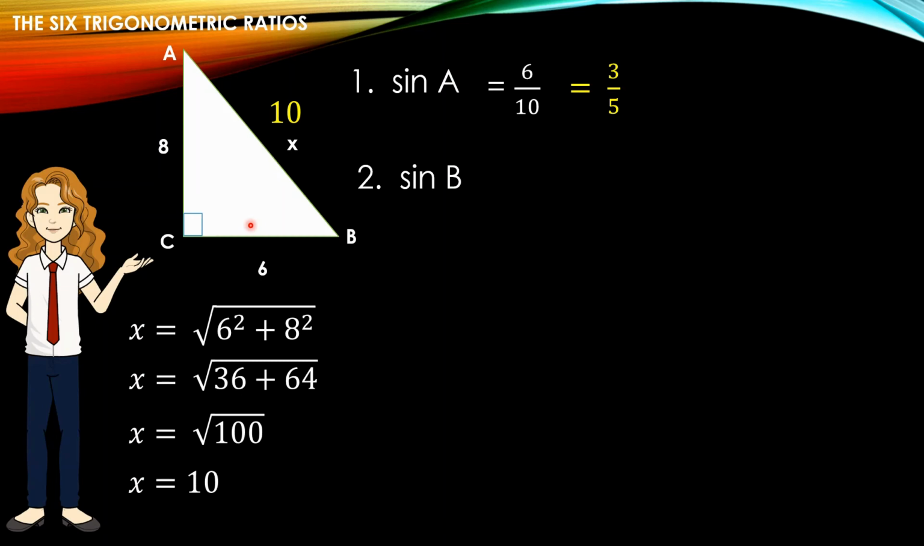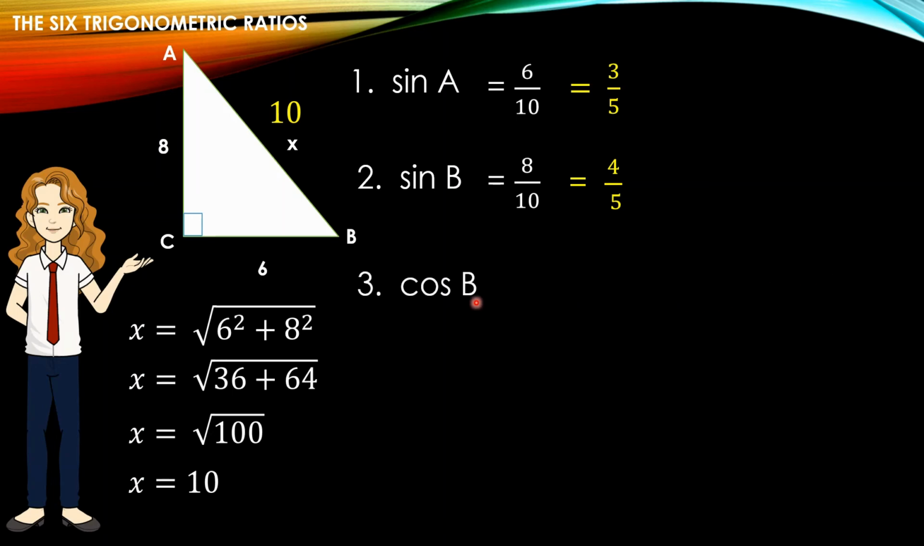Okay, what is sine B? Look for the angle B. Where is the opposite? The opposite is 8, and the hypotenuse is 10. So we have 8 over 10. Lowest term, dividing by 2, so we have 4 over 5.